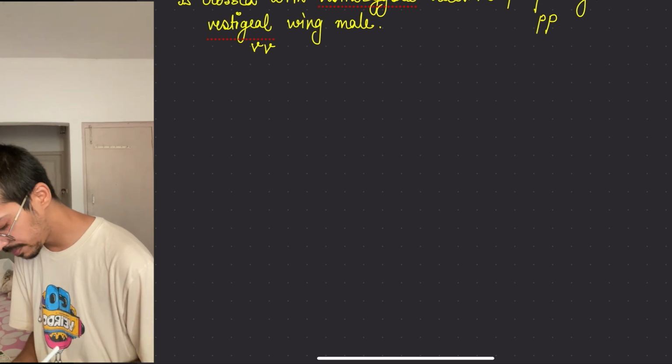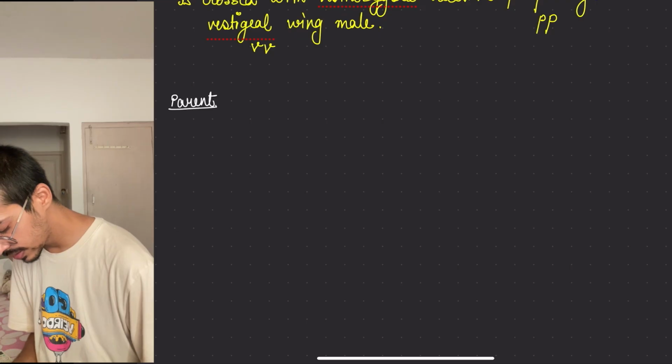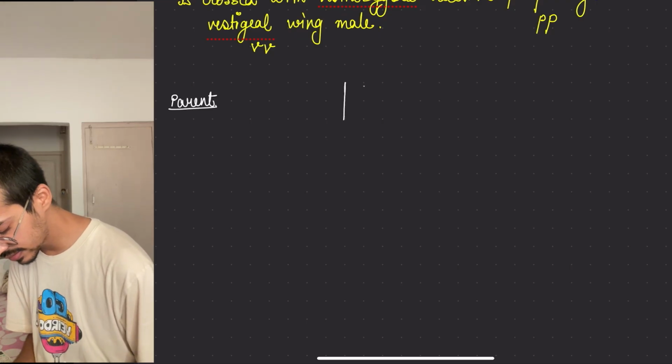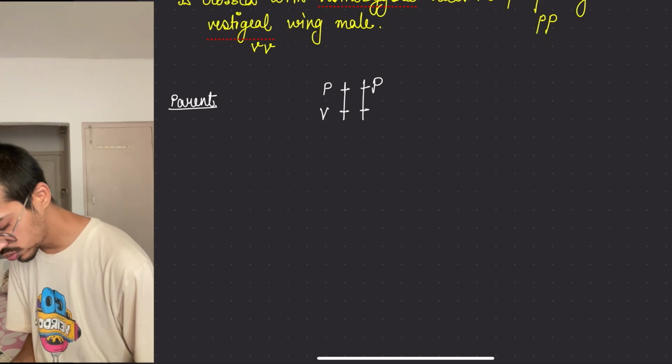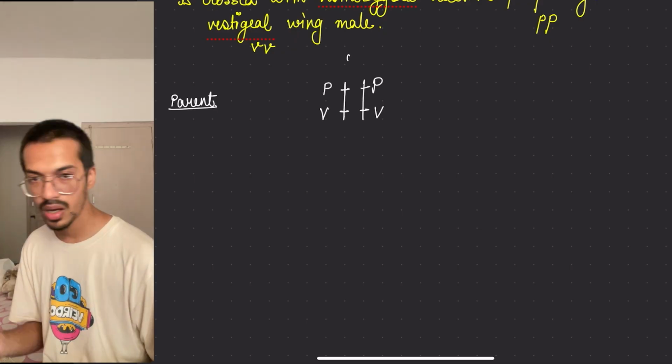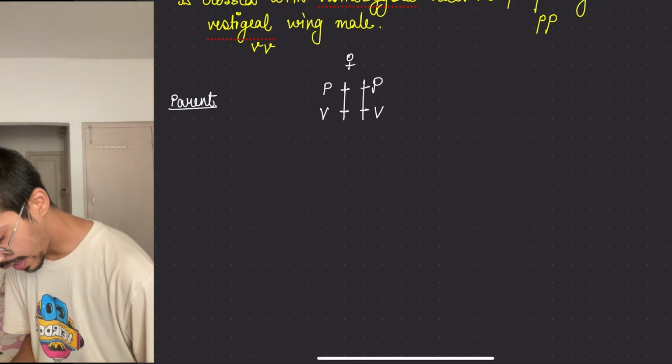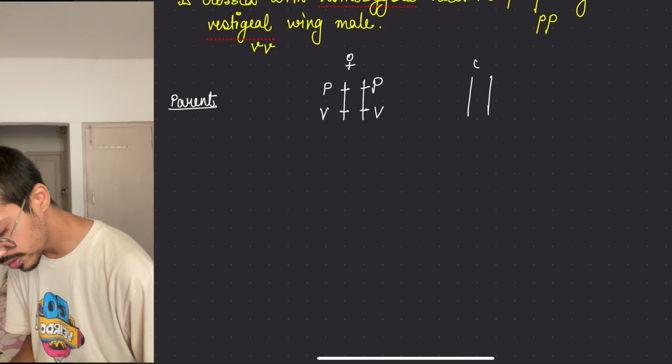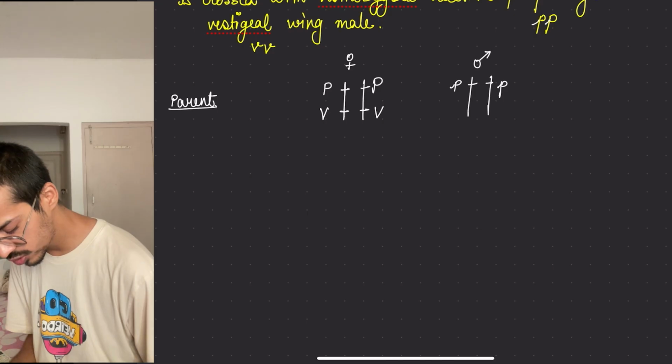Okay, so this is the parent. The parent was what? The wild parent. We are making it like this. So these are the genes present: capital P, capital P, capital V, capital V. This is a female, a wild type one. And the other one is a male, which is recessive: small p, small p, small v, small v.